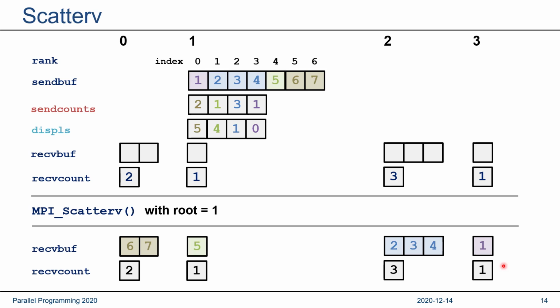It's in no way necessary to keep the original order that was prescribed in the original send buffer at the root. And also these different chunks in the send buffer could be overlapping. So the displacements and send counts could be such that different chunks to be sent to different ranks are overlapping each other. That's not forbidden.